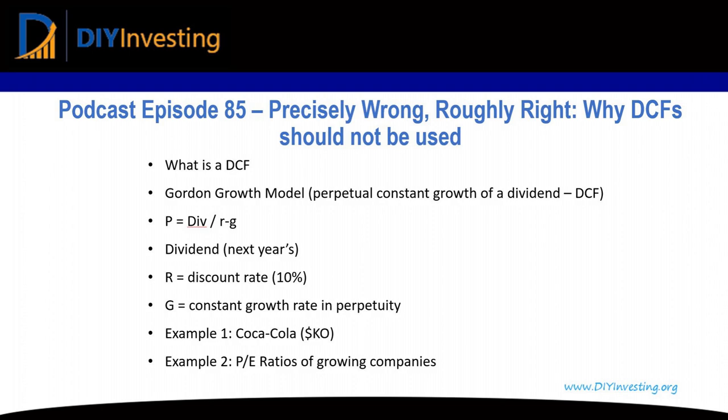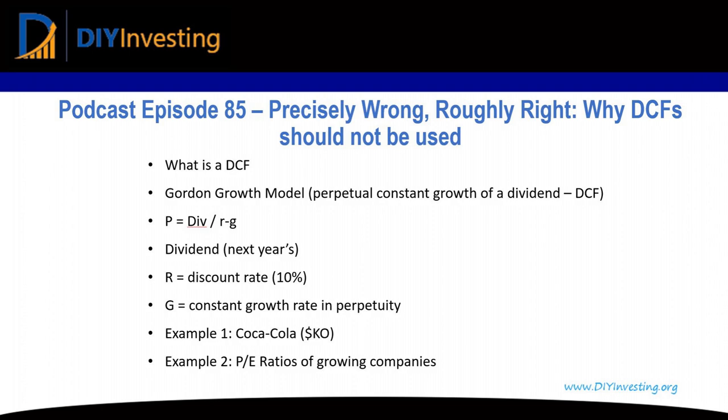So what does this look like? We're going to use an example to help people understand. Before we get into a company example, I'm going to use a very basic one. If we had a dividend of $1 per share that we expect for next year, our discount rate is 10%, and the constant growth rate of that dividend is 5%, then you would take the dividend of $1 divided by 10% minus 5%, which is 5%. So you'd have $1 divided by 5% is equal to $20.